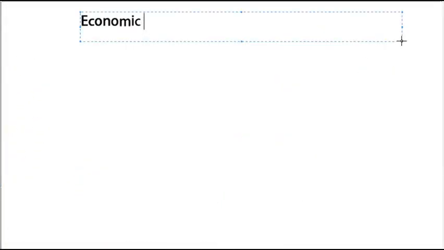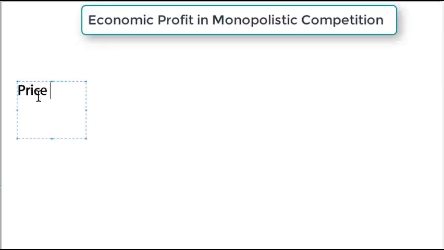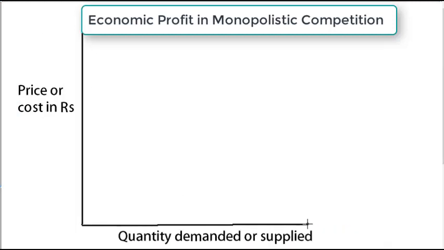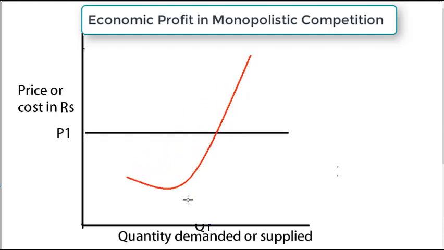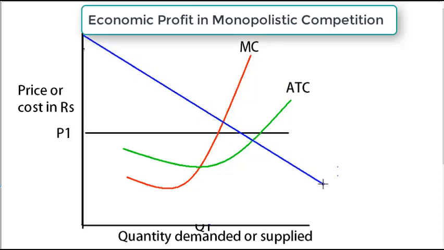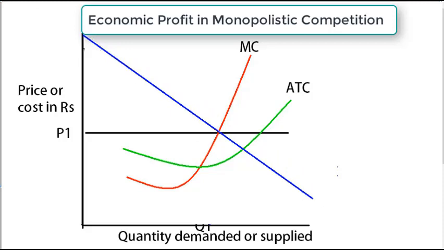So now we will move to monopolistic competition. Monopolistic competition is characterized by a large number of firms making slightly different products, in contrast with perfect competition. Monopolistic competition is a blend of perfect competition and monopoly. So the demand for a monopolistically competitive firm is downward sloping. Product differentiation can be actual or perceived.